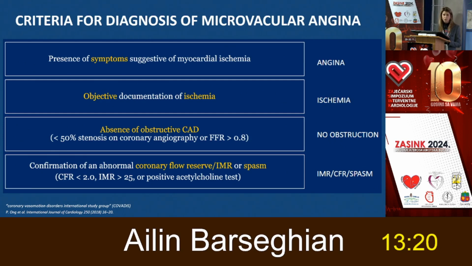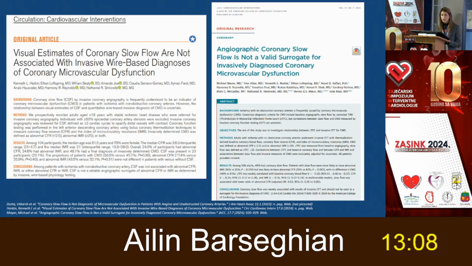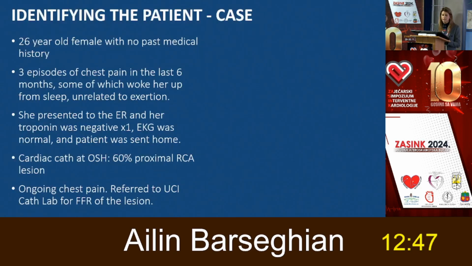You prove that there's no obstructive lesion, and then you need to get either an abnormal CFR or a positive acetylcholine test, which is an indicator of that endothelial dysfunction. The one thing to point out is many people, when they see slow flow in the coronary arteries when they do a cardiac catheterization, think that perhaps this is an indication of endothelial dysfunction or microvascular disease. However, there are several papers that suggest that there's no correlation between visual slow flow and microvascular disease.